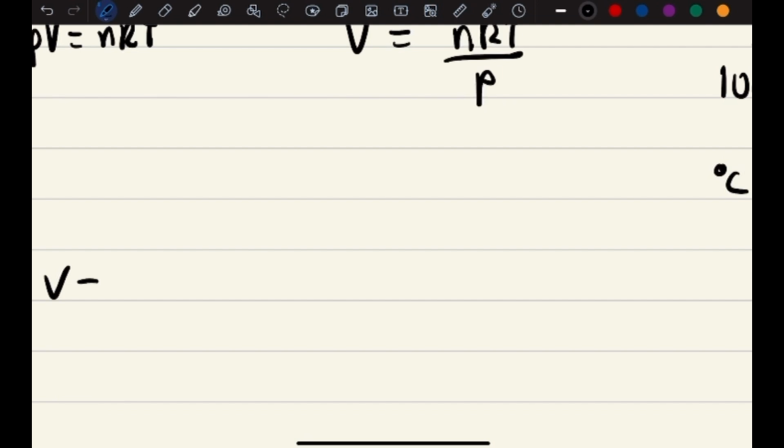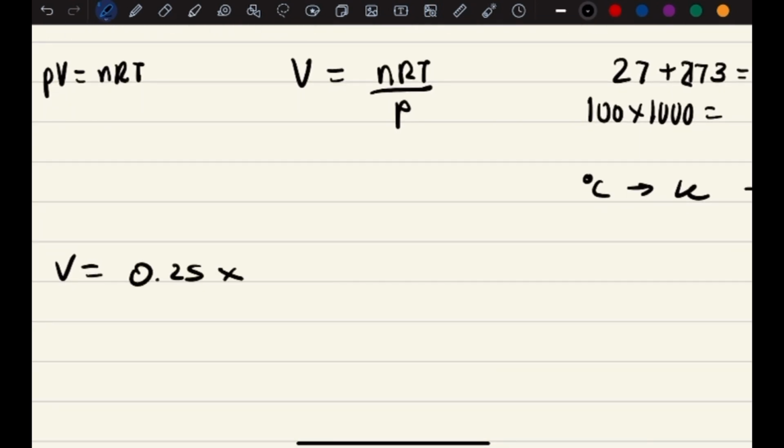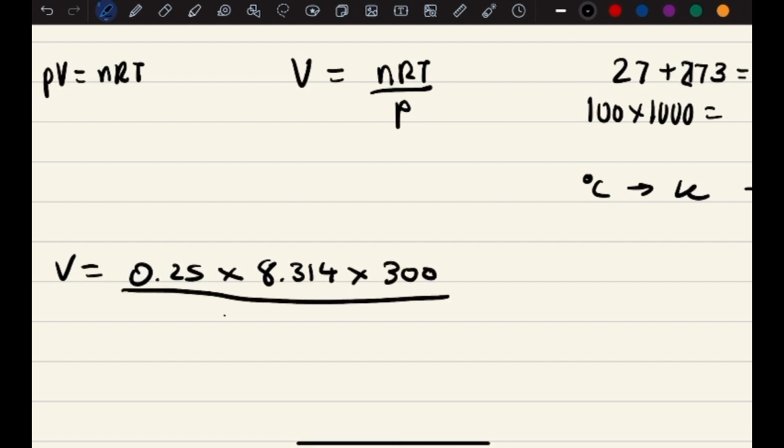Use the formula. So we're going to say that V is equal to the number of moles in the question, 0.25, multiplied by the gas constant, always going to be the same. Look in your formula book, 8.314, multiplied by the temperature we said is 300. All that over 100,000. And thankfully, we've got a calculator with us, so we're going to type it in. 0.25 times 8.314 times 300, all over 100,000. And you're going to get the answer, 6.2355 times 10 to the minus 3.